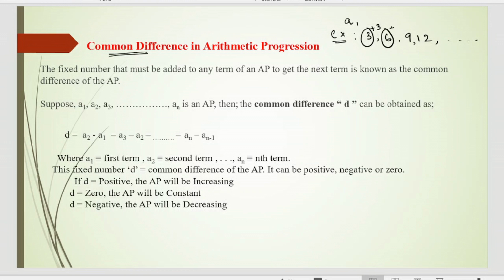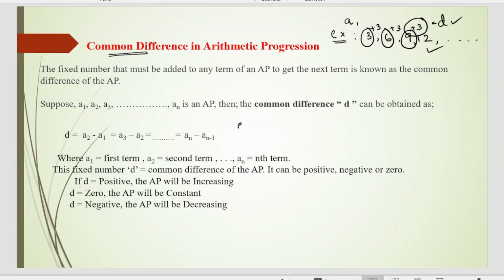And if you're adding plus 3 to 6, you are getting the third term, which is 9. And if you add plus 3 to 9, you are getting the fourth term, which is 12. So every term has a common difference, that is 3. So this 3 is known as the common difference.